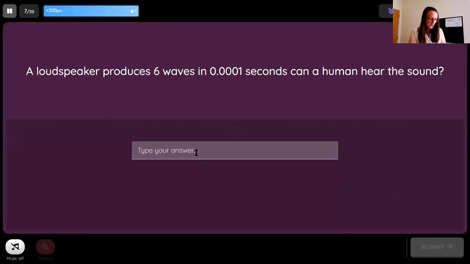Right, here we go. A loudspeaker produces 6 waves in 0.001 seconds. Can a human hear the sound? So the first thing we've got to work out is what's the frequency of the sound to see if the human can hear it. So let's have another look at my sheet of paper.